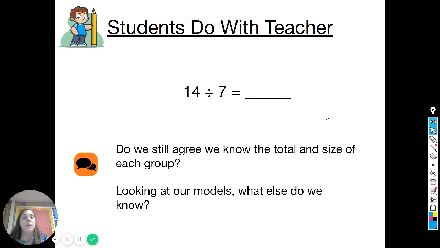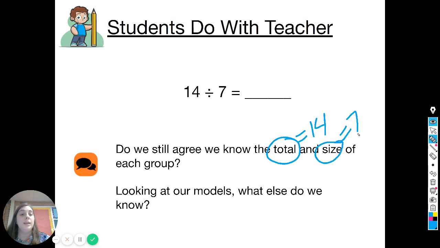Do we still agree we know the total and the size of each group? So we said our total is 14. That's how many counters we had all together. Our size, or how many counters went in each group, is 7. So yes, we do know both of those.